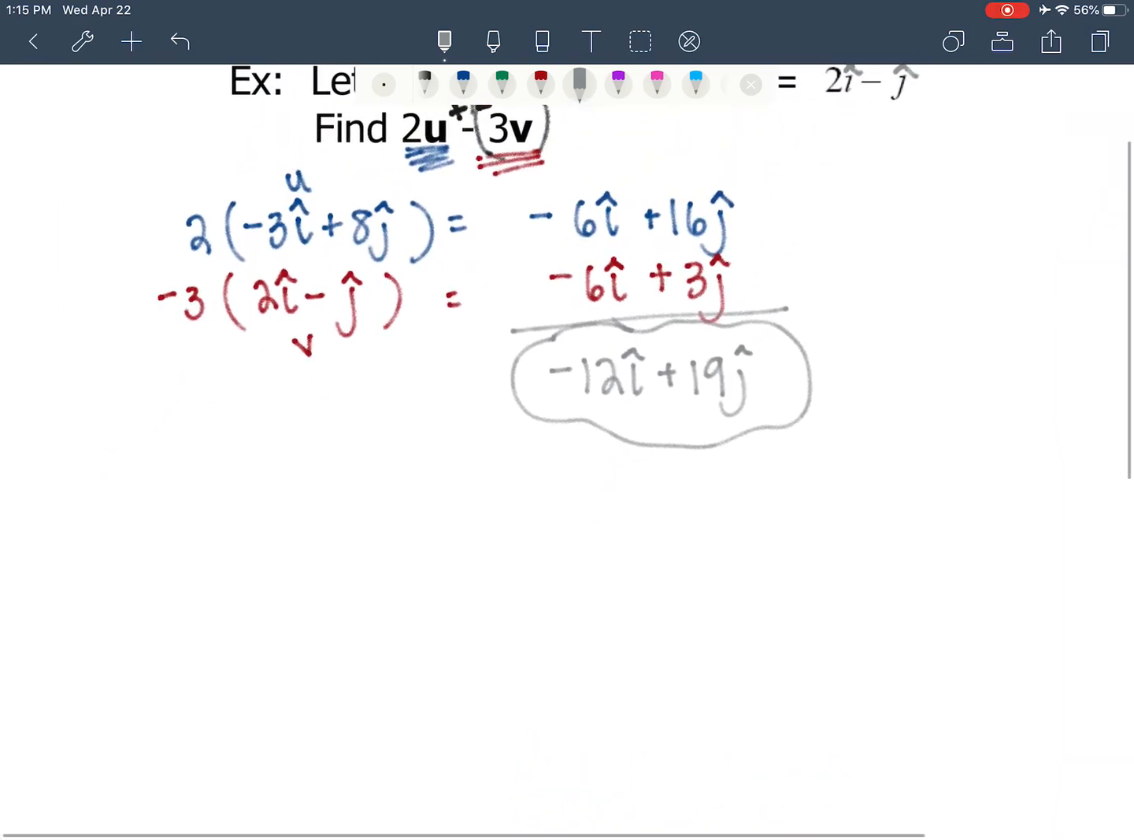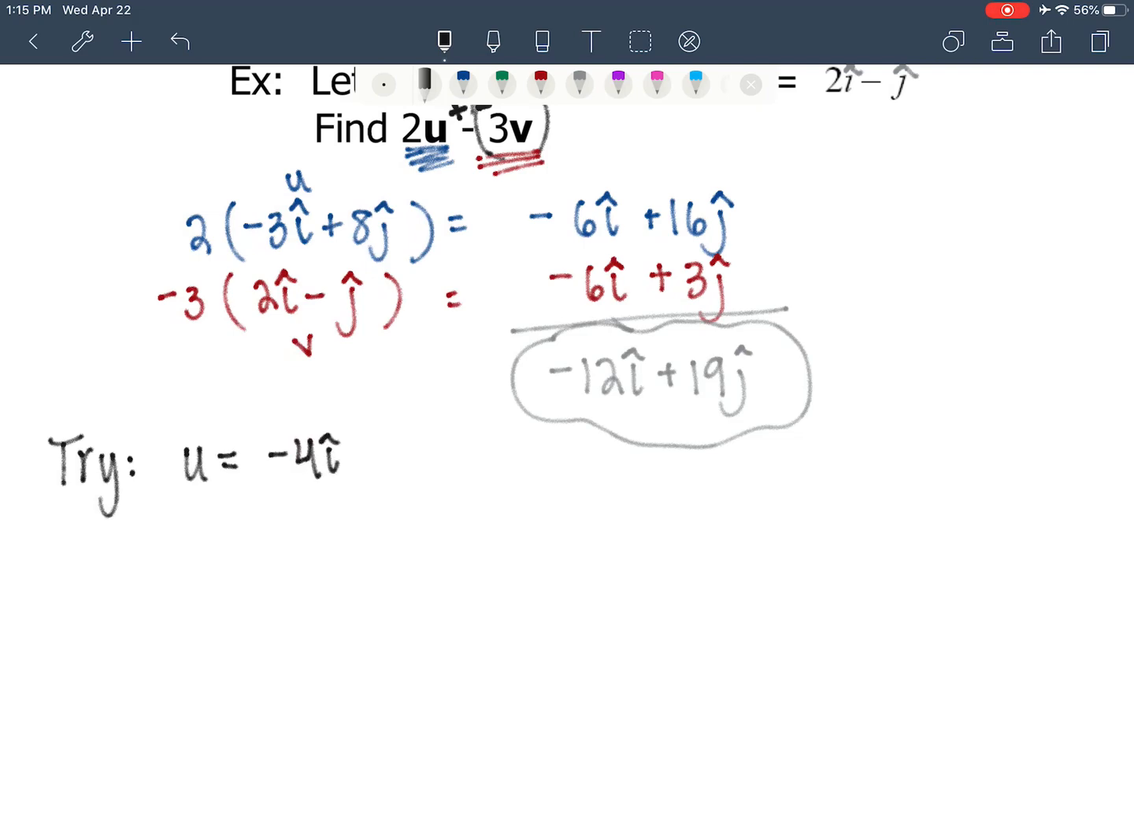So let me give you one to try. I'm just going to make one up. Let's try. Let's let u equal negative 4i hat minus 7j hat. And let's make v equal I hat plus 2j hat. And let's say negative u plus 5v. So that's what we're finding. Let's find that. Okay, so go ahead and give that a try.